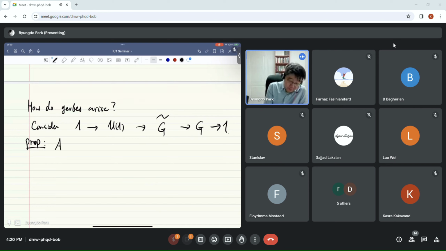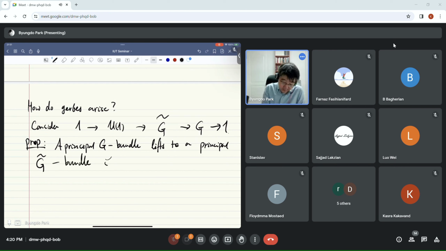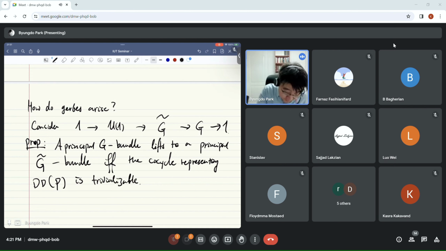So a principal G bundle lifts to a principal G twiddle bundle if and only if the cocycle representing DD of P is trivializable. So let me explain this better.